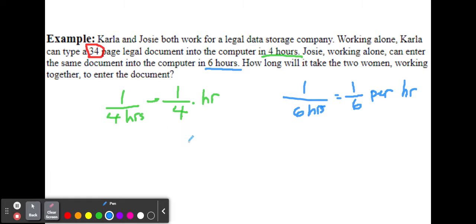We basically are going to be combining a fourth and a sixth, where each of them is going to be multiplied by x, because the number of hours is what they're asking. How long is the question they're asking? So it'll be a quarter, the rate, times the number of hours, plus a sixth times the number of hours, will equal one whole job. And that's what we're going to see next.